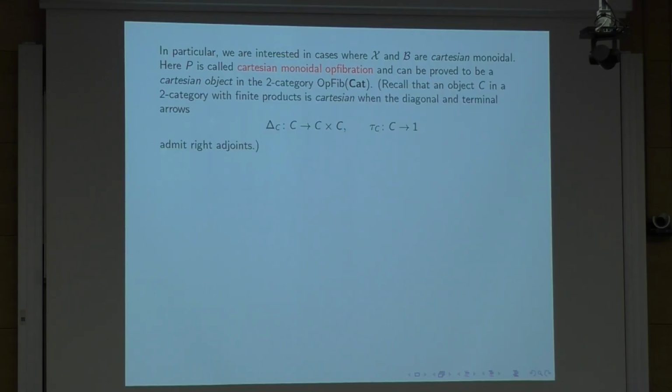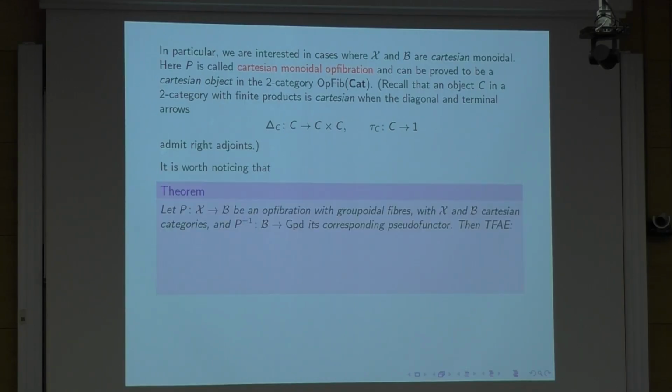Just to recall, an object in a two-category with finite products is Cartesian when the diagonal and the terminal arrows admit right adjoints. Okay. In a general two-category. In the two-category of opfibrations, if you look for such conditions, you get exactly the Cartesian case of monoidal opfibrations.